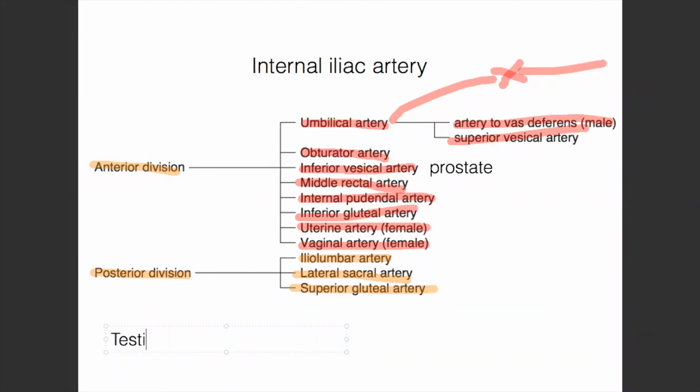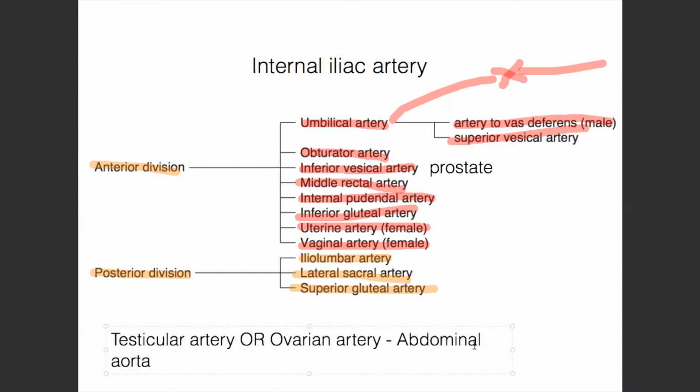Now, one thing that's very important to note here is that we did not mention the testicular artery or an ovarian artery, okay? Why did we not mention an ovarian or testicular artery? It's because they are from the abdominal aorta. One of the trickiest questions that we usually ask is which of the following is not a branch of the internal iliac, and they would mention a testicular or ovarian.